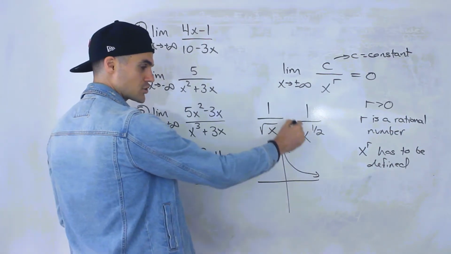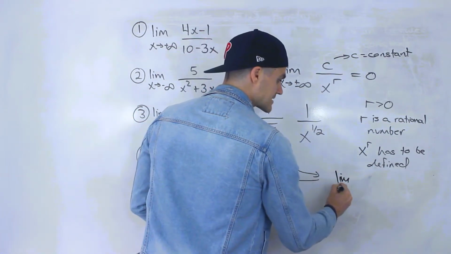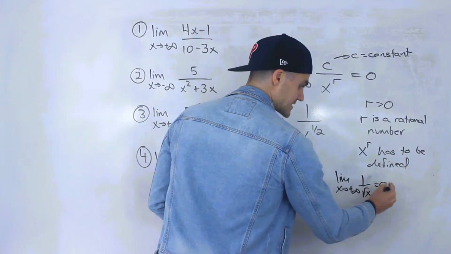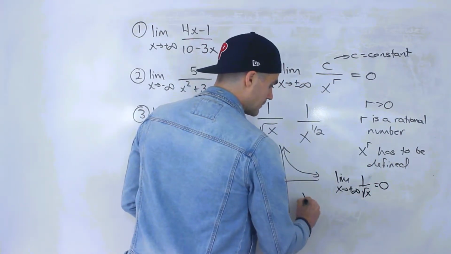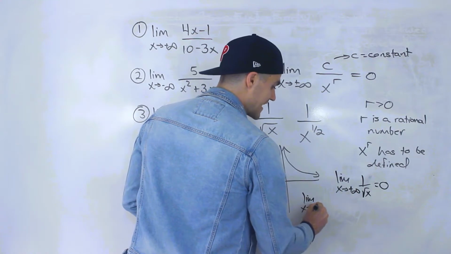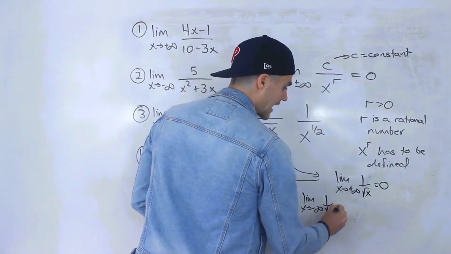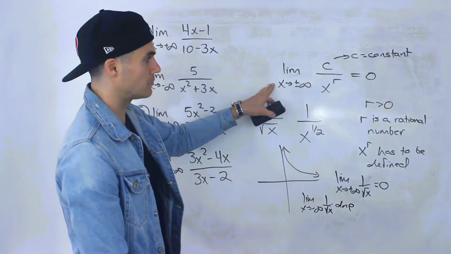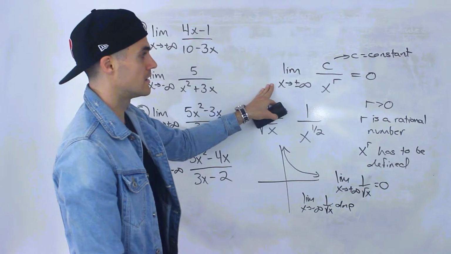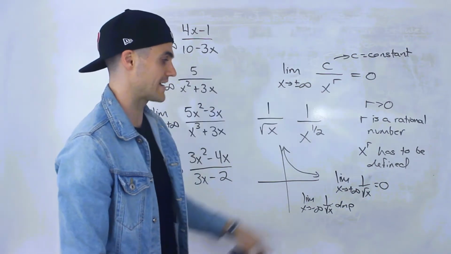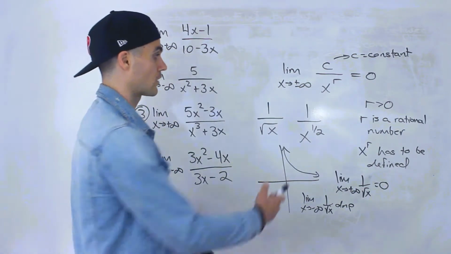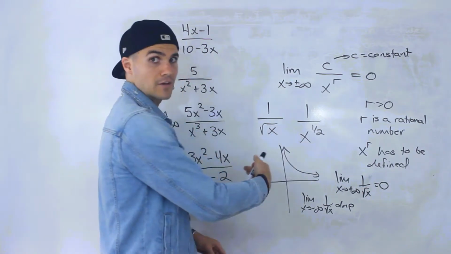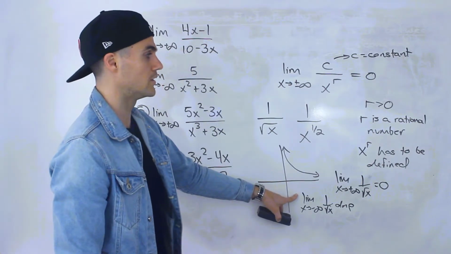And so for this function here, you could only do the limit as x approaches positive infinity of 1 over root x. That's going to equal 0. But the limit as x approaches negative infinity of 1 over root x, that actually does not exist. Okay, so there are a couple of exceptions to this. So that's why I mentioned x to the r has to be defined. And notice for this function here, the negative x values are not defined. So this limit here would not exist.